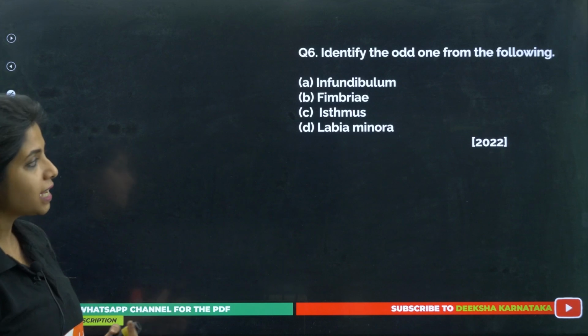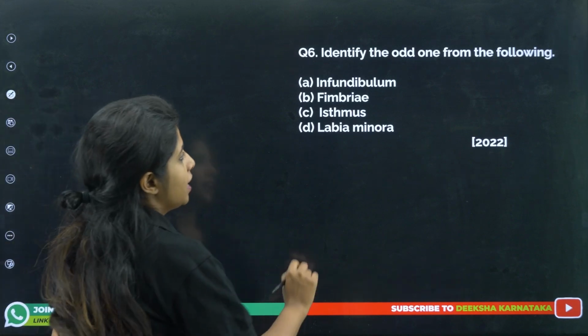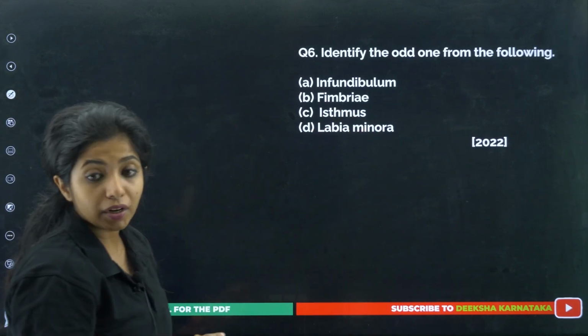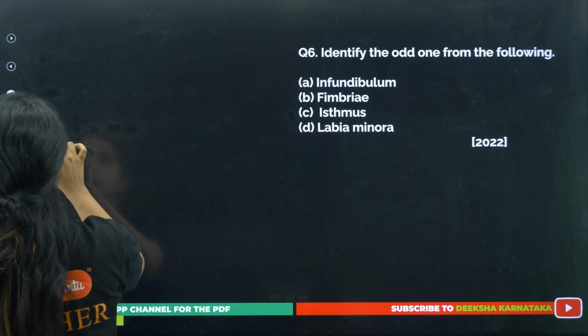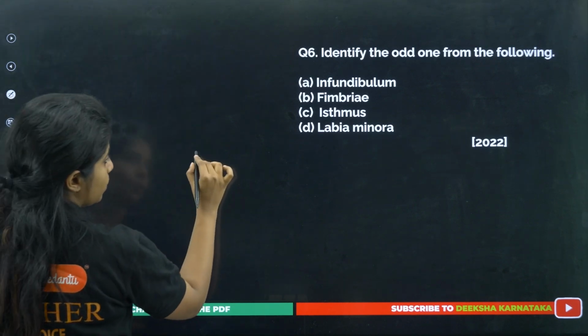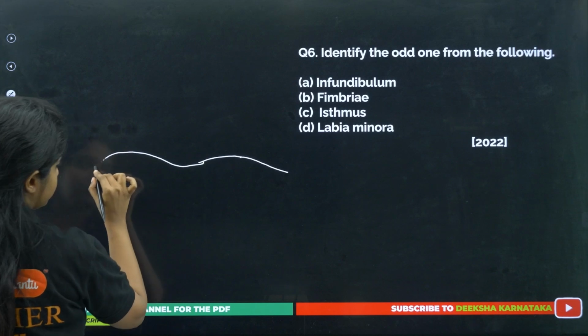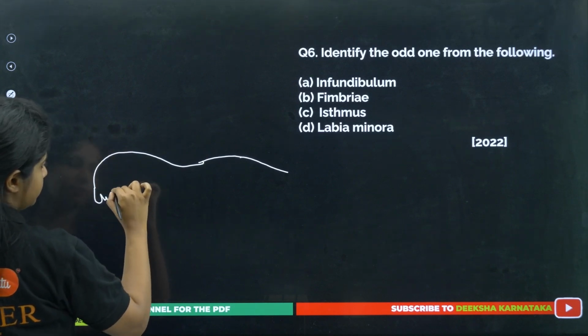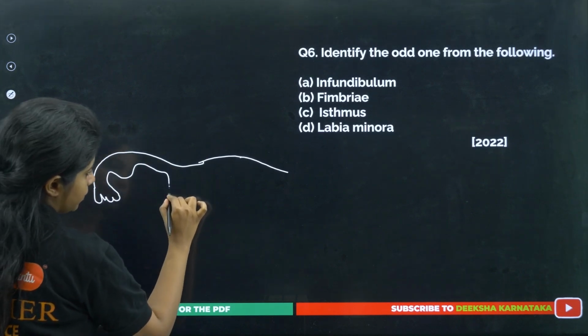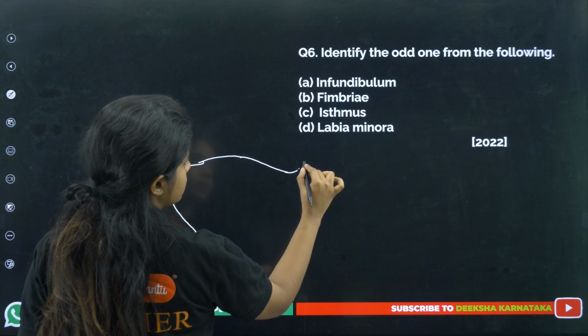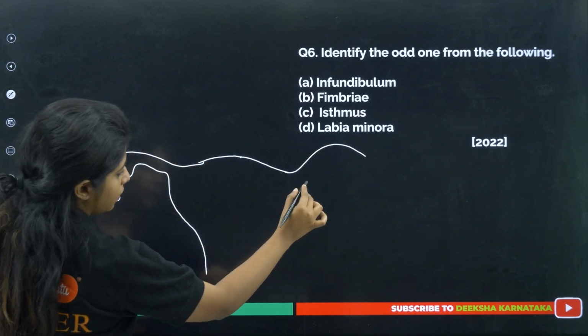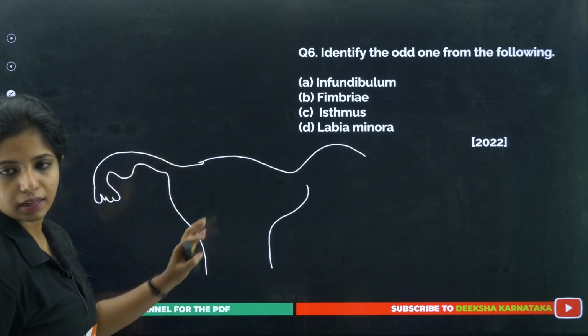Infundibulum, fimbriae, isthmus, labia minora. What are those things? I hope that you know the female reproductive system. Yeah, champions. So basically, it looks something like this, where I'm not making the other side of it.